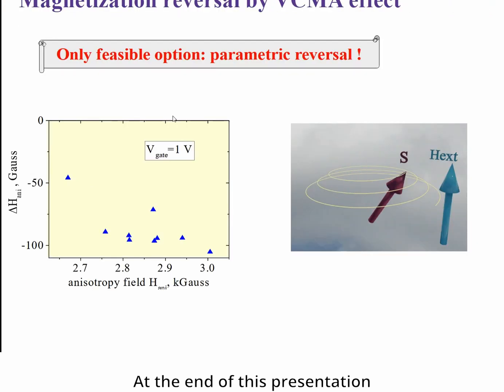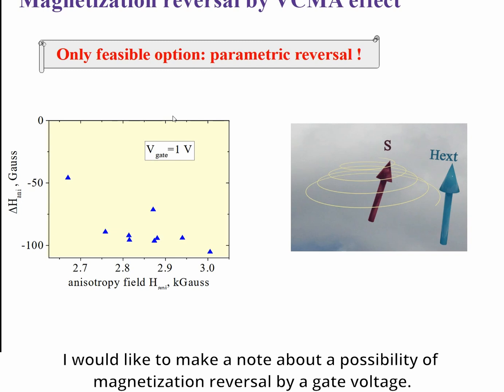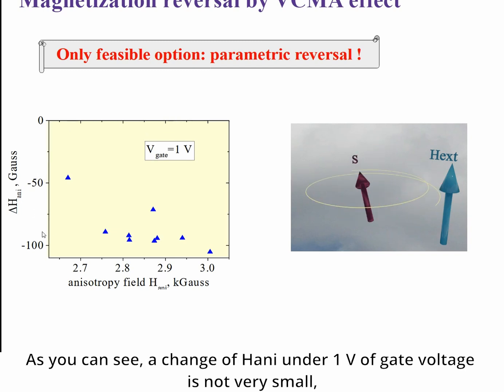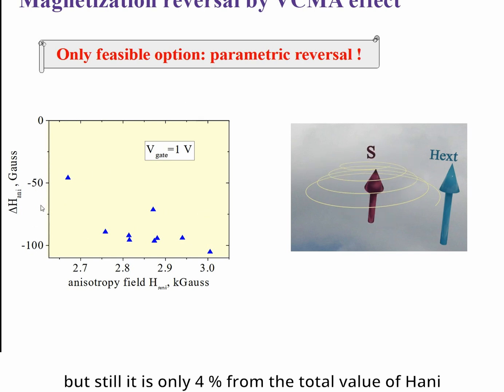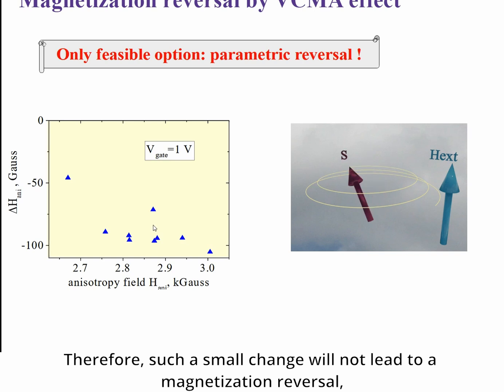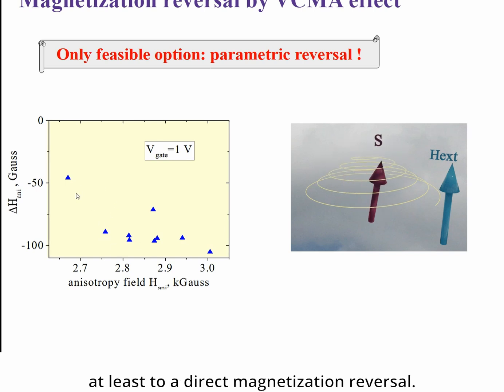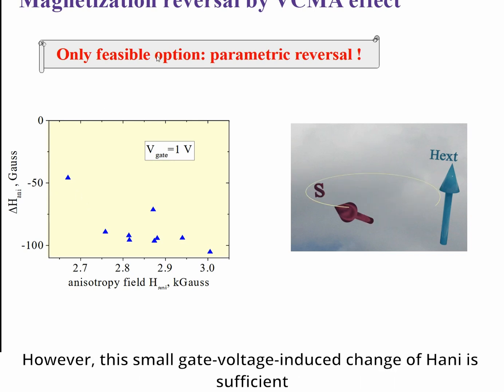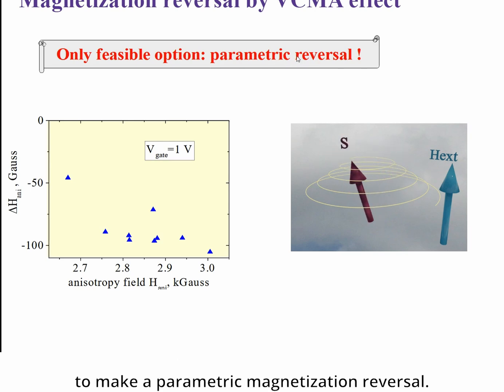At the end of this presentation, I would like to make a note about the possibility of magnetization reversal by a gate voltage. As you can see, a change of anisotropy field under 1 volt of gate voltage is not very small, but is still only 4% of the total value of anisotropy field. Therefore, such a small change will not lead to magnetization reversal, at least not a direct magnetization reversal. However, this small gate voltage induced change of anisotropy field is sufficient to make a parametric magnetization reversal.